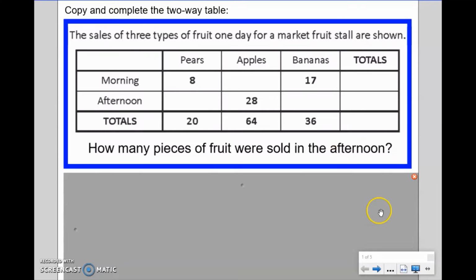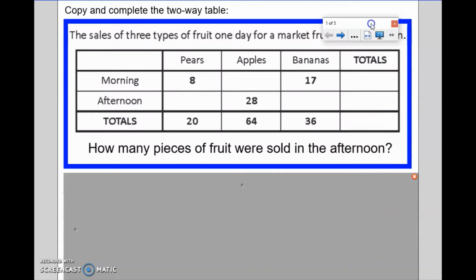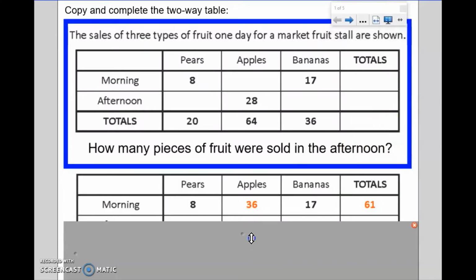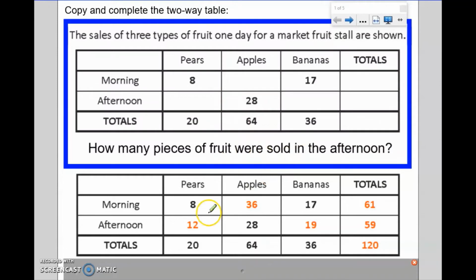Okay, welcome back. I'm going to talk you through my solution. So my answer looks like this. You can see we've worked out that the amount of pears that were sold in the afternoon was 12. We did 20 subtract 8. The amount of apples sold in the morning, 64 subtract 28. The amount of bananas sold in the afternoon, again we're doing a subtract, and then a few additions to give us our totals. 120 pieces of fruit sold throughout the day altogether. That is our grand total.